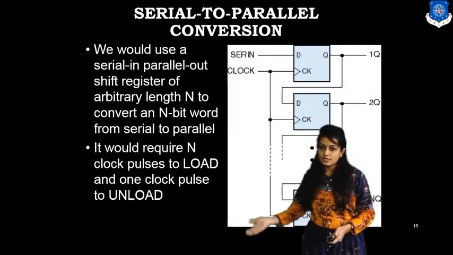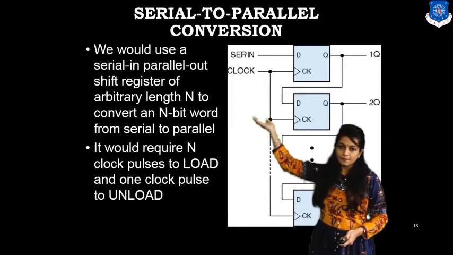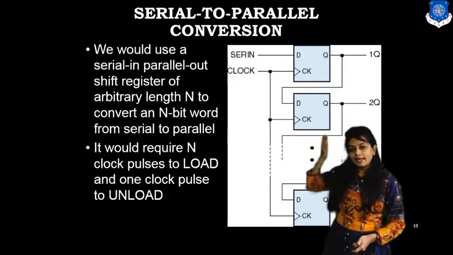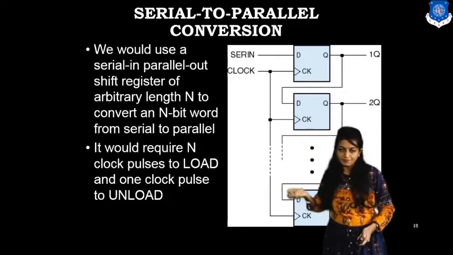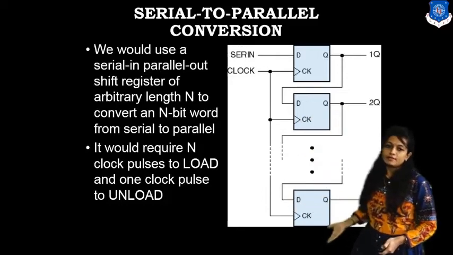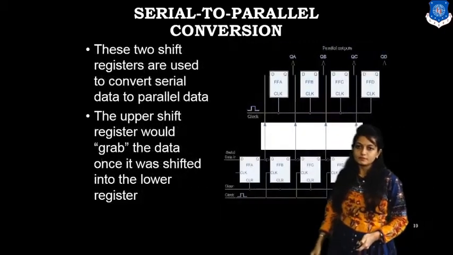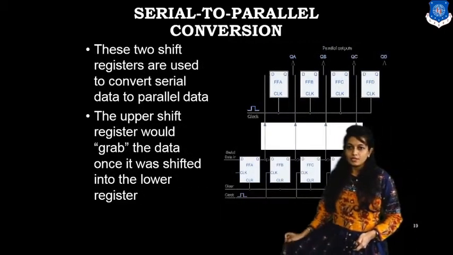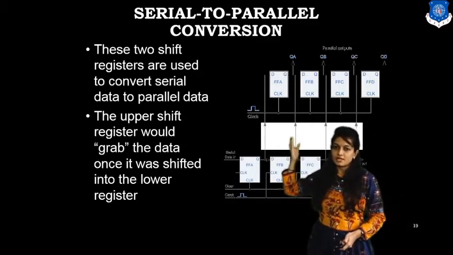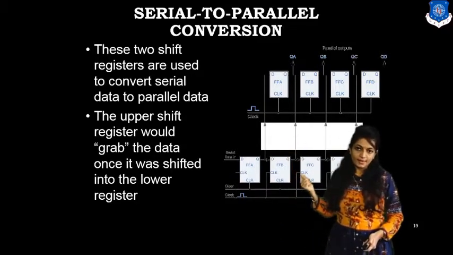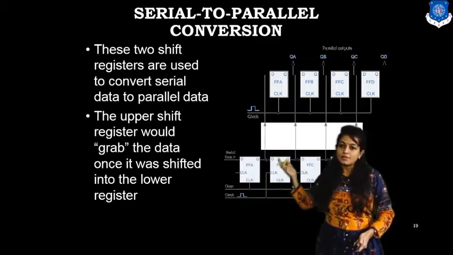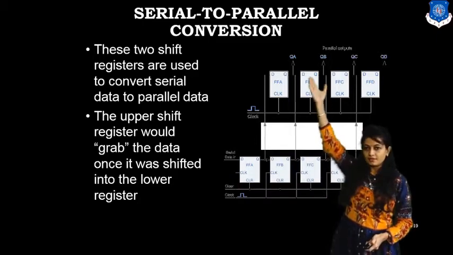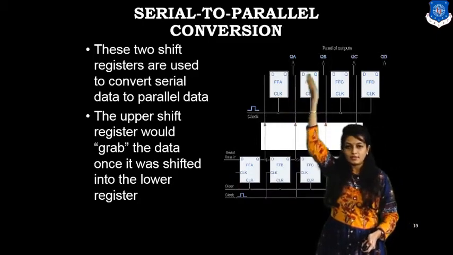So we use a serial in, parallel out shift register with D flip-flops. If you need to construct an n-bit serial to parallel conversion, you need to use n D flip-flops to load that particular value. These 2 shift registers are used to convert serial to parallel data. The upper shift register will grab the data once it has been shifted. If shifting is done, data will be grabbed.